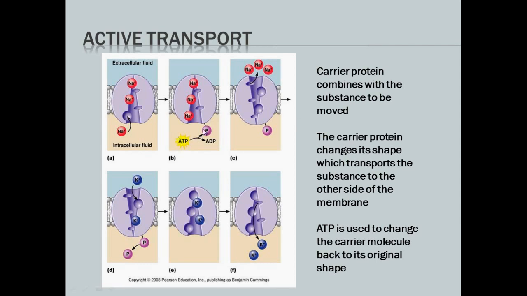And so what happens is the ATP is broken down into ADP and a phosphate group, and energy is released, and that energy is used to change the shape of the carrier protein. That change of shape can therefore release the sodium ions to the outside of the cell, and hence that's active transport.